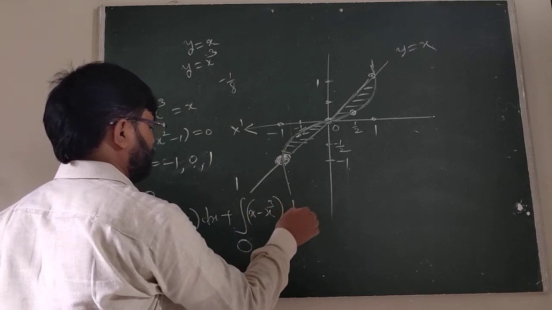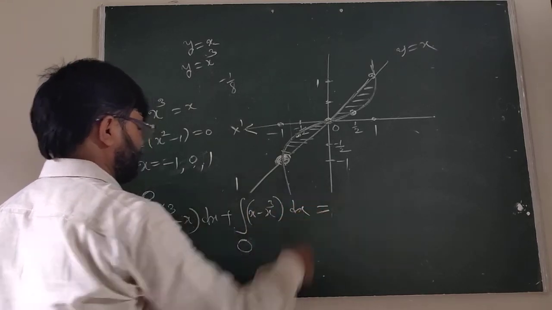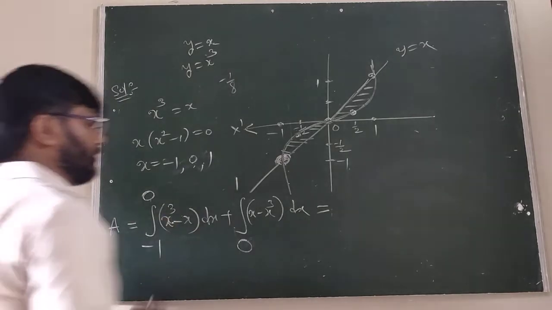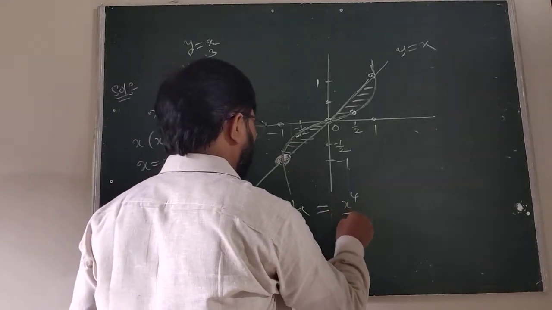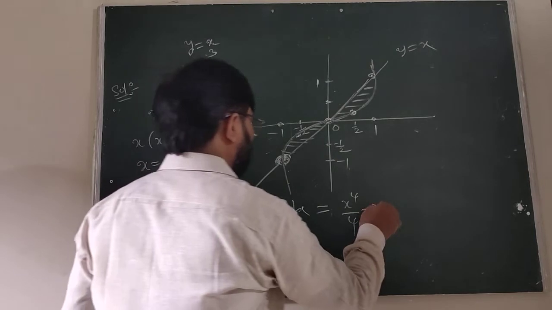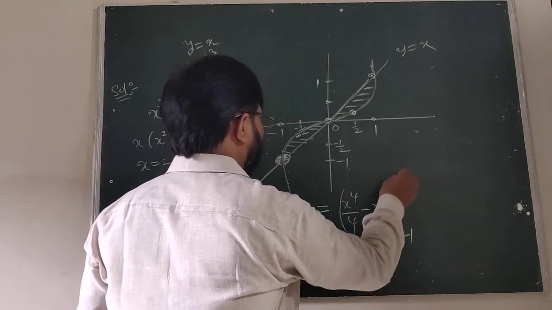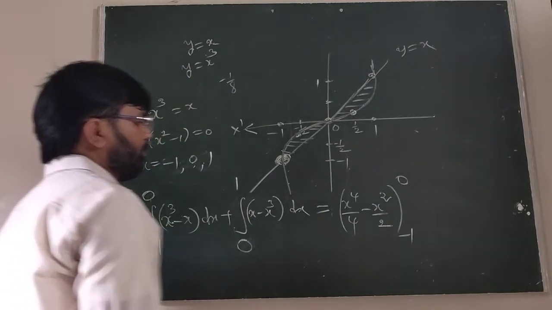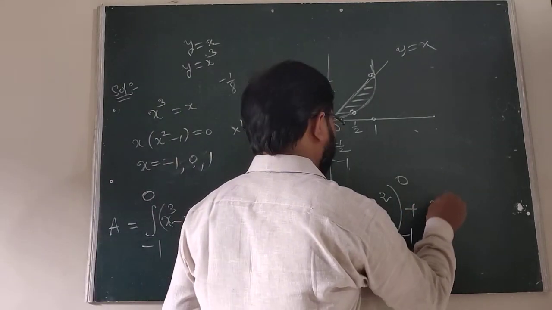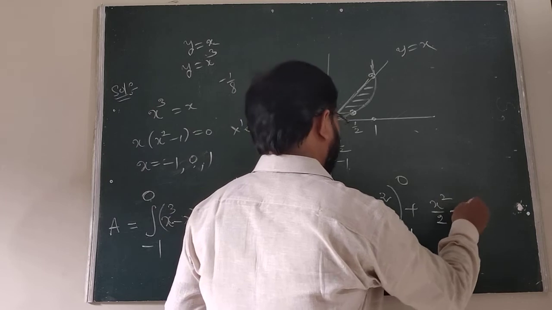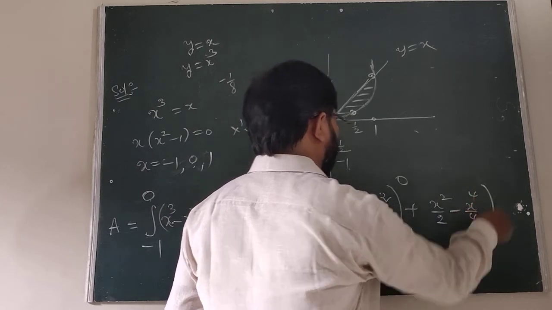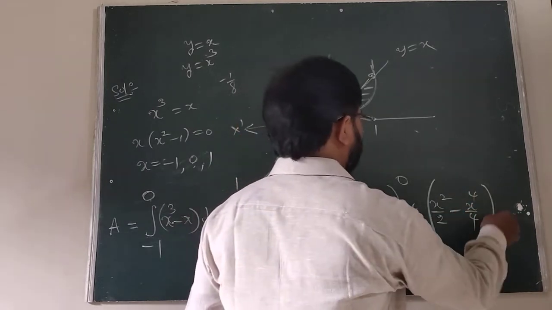Okay students, how to write this one? The integral of x cubed is x to the power 4 by 4, minus x squared by 2, with limits -1 to 0. Similarly, we write x squared by 2 minus x to the power 4 by 4, with limits 0 to 1.